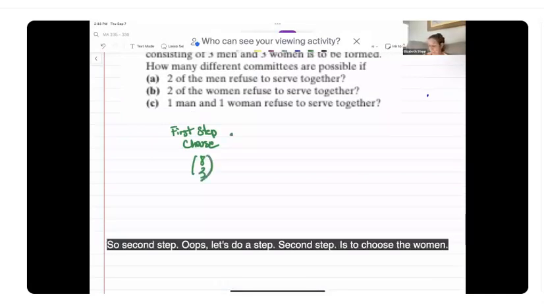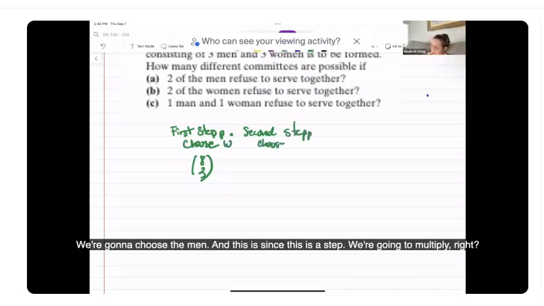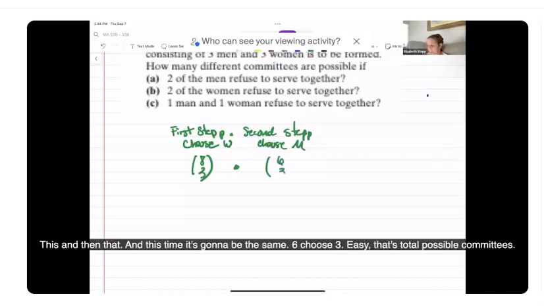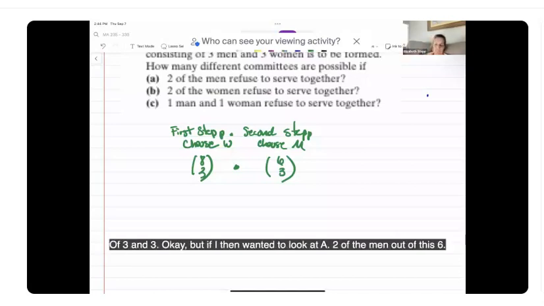All right, then our next step, if we're having no restrictions. So second step: the first step was choose the women, and now we're going to choose the men. And since this is a step, we're going to multiply, right? This and then that. And this time it's going to be the same, 6 choose 3. Easy, that's total possible committees of 3 and 3.